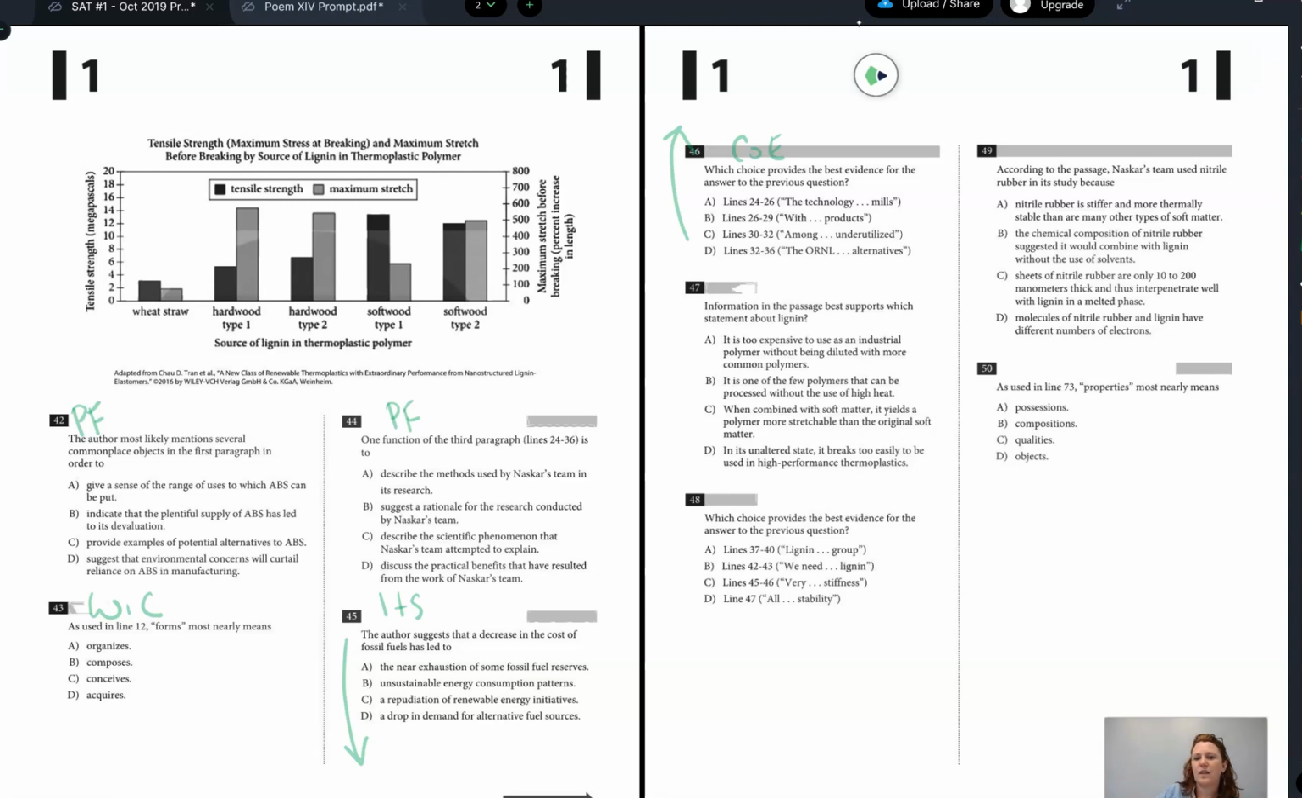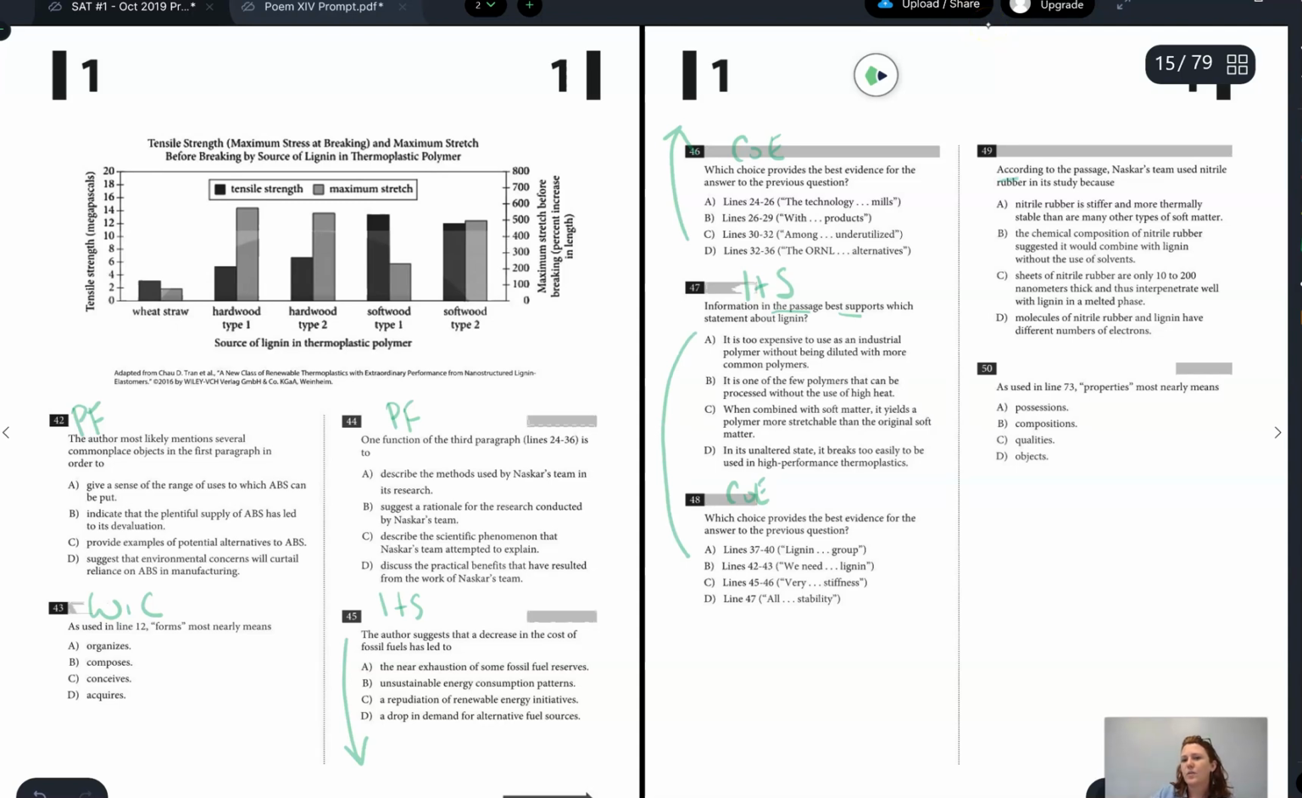47, information in the passage best supports which statement? Okay, so best supports and referencing in the passage, combining these terms, I can figure out that it is an inference question. So again, I'm going to see if there is a COE follow-up. There is, so I can loop these together. I don't need to know what 47 is asking about.